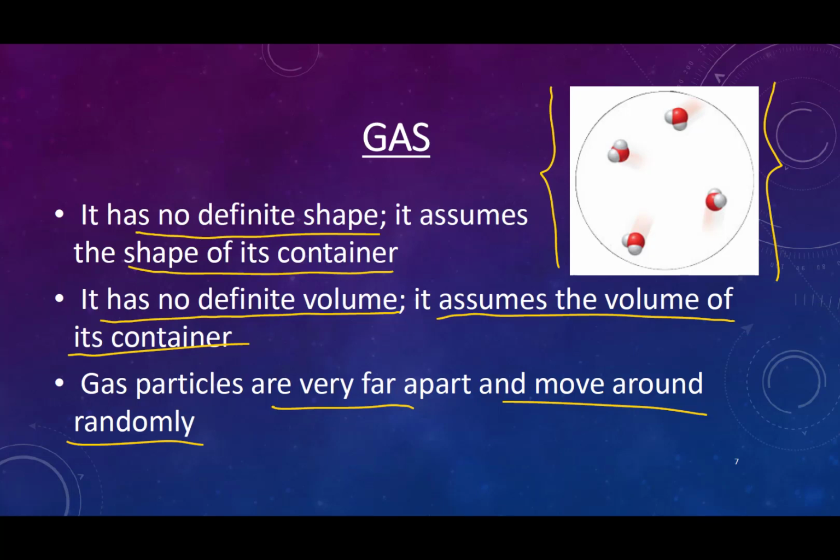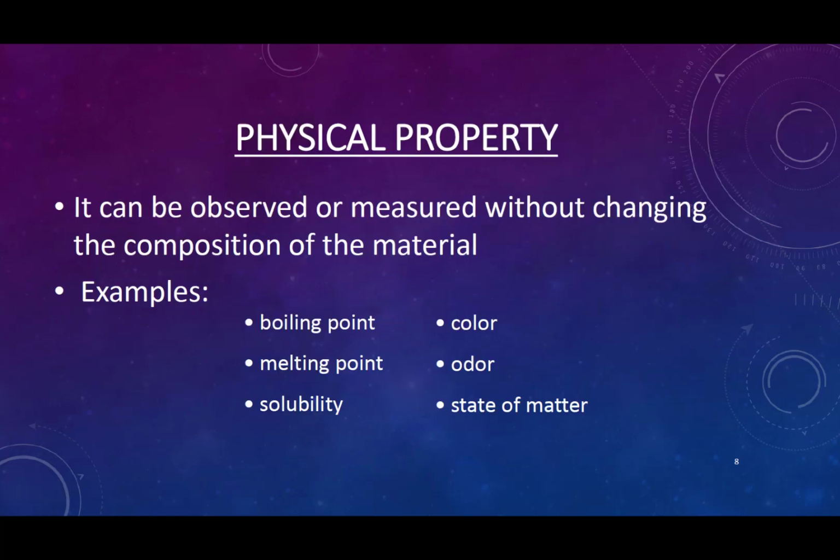Now, let's talk about physical properties. Physical properties can be observed or measured without changing the composition of the material. That's the key when we are talking about physical property. For example, you could check the color, the odor, the state of matter, melting, boiling, solubility, without changing it.